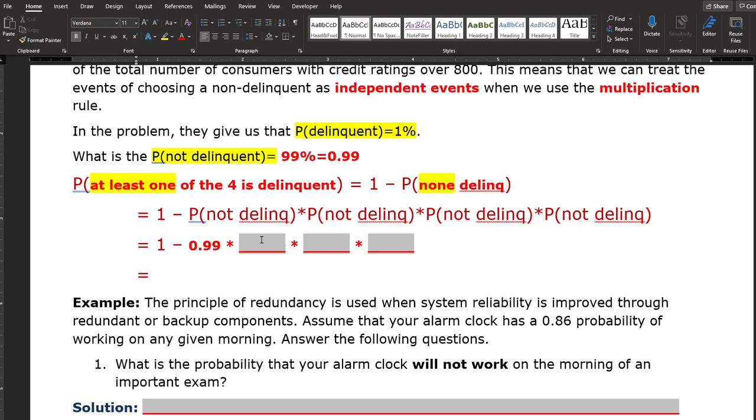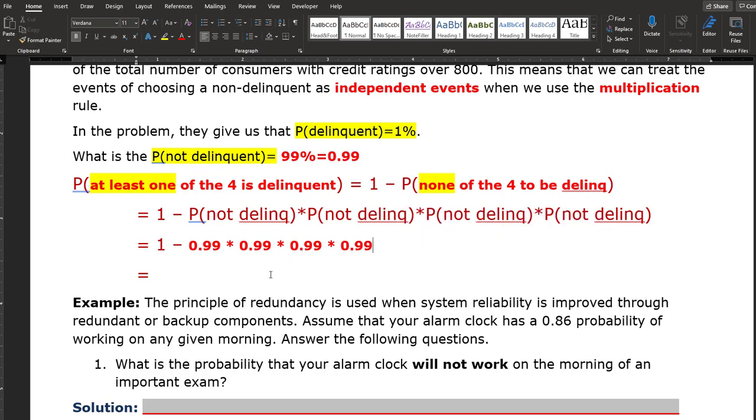So the probability of the first one not being delinquent is 0.99. Now, since we are saying the selection of each person is independent, the second person also is going to have a 0.99 chance of being not delinquent. Then your third person, we want 4 non-delinquents, right? So we basically want none of the 4 to be delinquent. That means not delinquent, not delinquent, not delinquent, not delinquent. So we're going to have 0.99 right here as well, and then we'll also have a 0.99 over here.